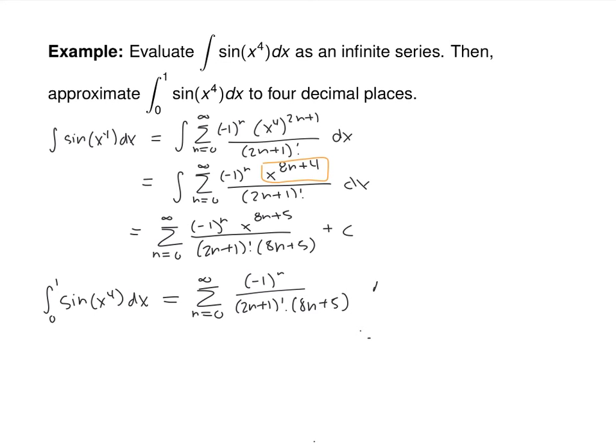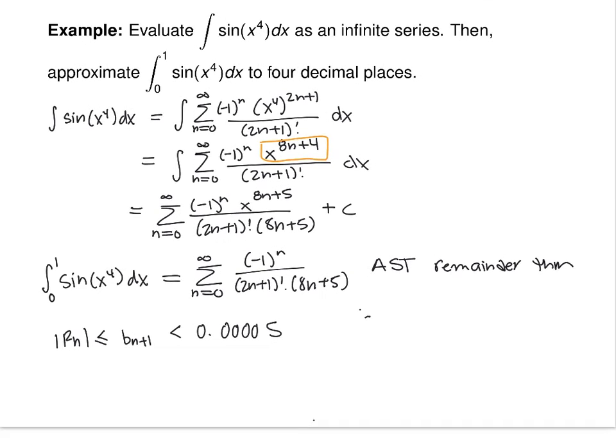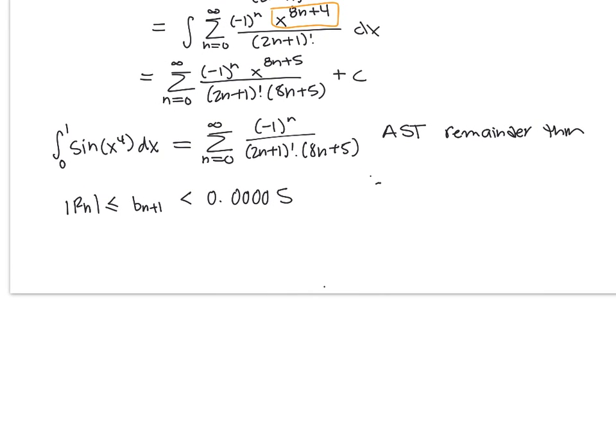All right, now this is an alternating series, so we're going to use the AST remainder theorem to figure out how large we should choose n so that we have an error that is less than 0.00005. So we need the absolute value of the remainder, which is less than or equal to the n plus first term, to be less than 0.00005. So let's figure out what that n plus first term will be in general.